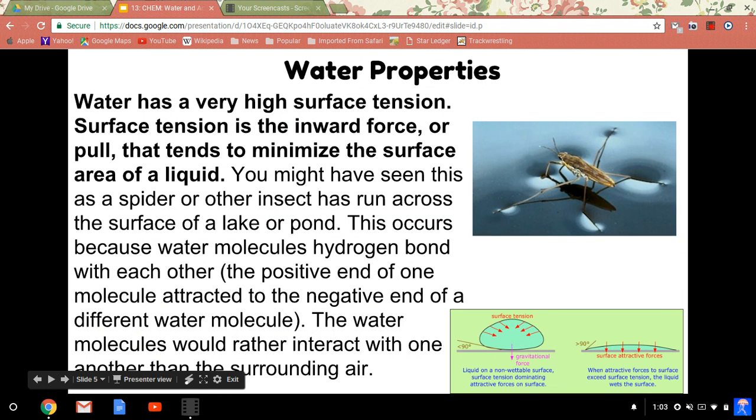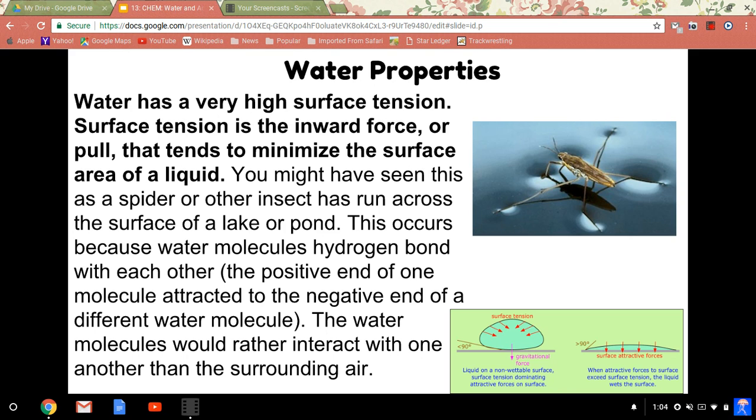All right, water properties. Water has some really unique properties that actually really benefit us. We previously have talked about surface tension. Water has a very, very high surface tension. Surface tension is the inward force or pull that tends to minimize the surface of an area of a liquid. You have definitely seen this when you did the drops of water on top of a penny. You were able to pile lots and lots of drops there, and it made that curvature type shape on the top of the penny.